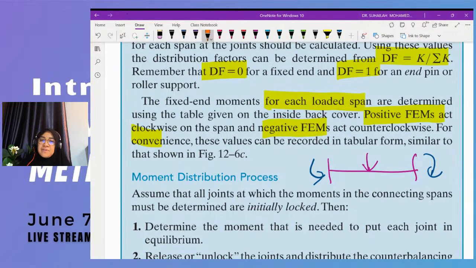So for the fixed end moment, this one is going to be negative, this one is going to be positive, because the sign convention for this topic is positive. The counterclockwise fixed end moment is negative, because it is opposite sign.